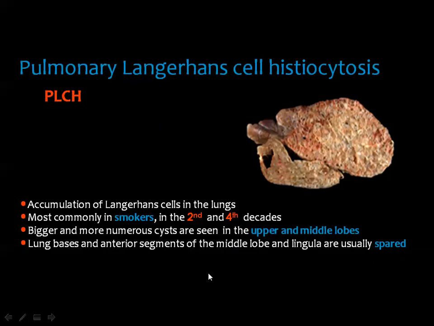Now, what is Langerhans cell histiocytosis? This means that there is accumulation of histiocytes in the lung, and this disease is intimately related to smokers and is seen in the second to the fourth decades of life. Classically, the cysts are big, they have thick margins, and they are distributed through the upper and middle parts of the lung. They spare the lower areas as well as the anterior segment of the middle lobe and lingula.